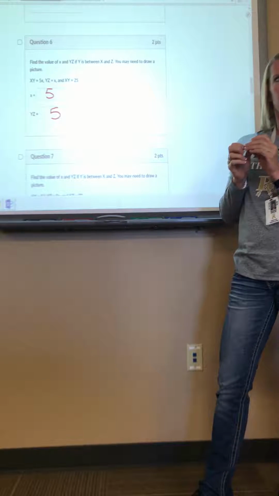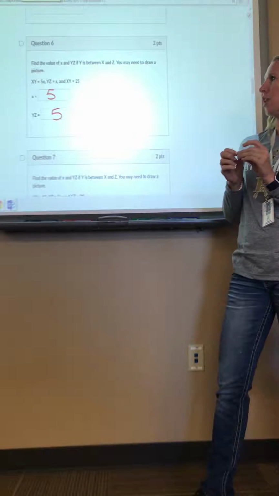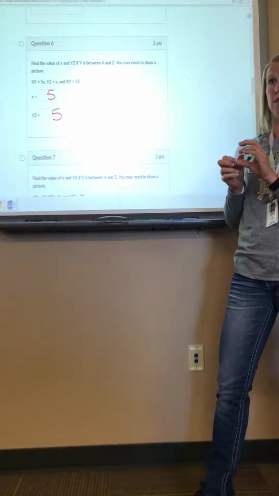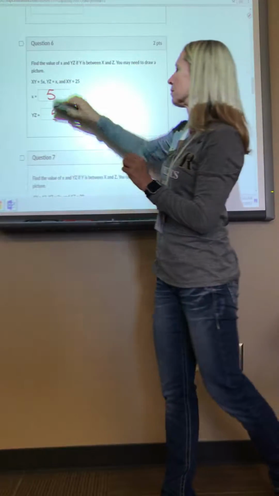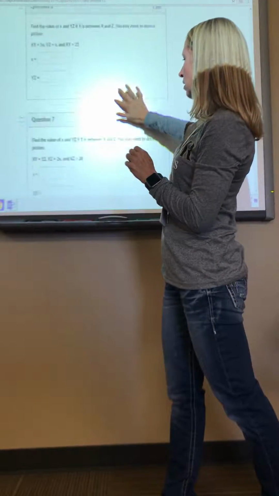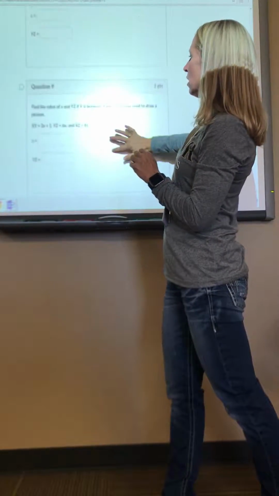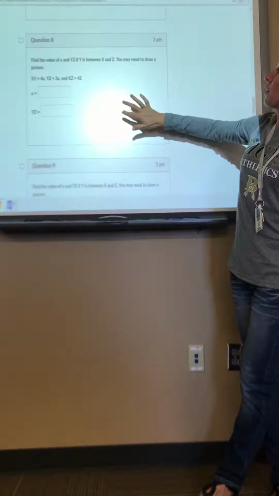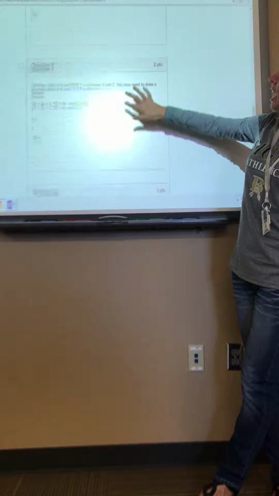Hold up. Yeah, you better write it down. So number 6, X is 5 and YZ is 5. If you don't have it pulled up, you might want to write it down. Okay, so you're going to have algebra for number 7, 8, 9.